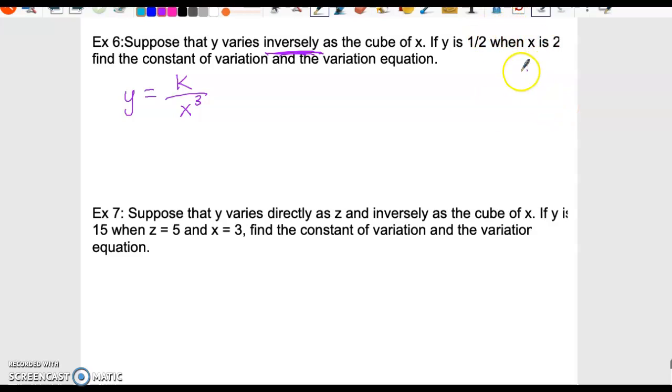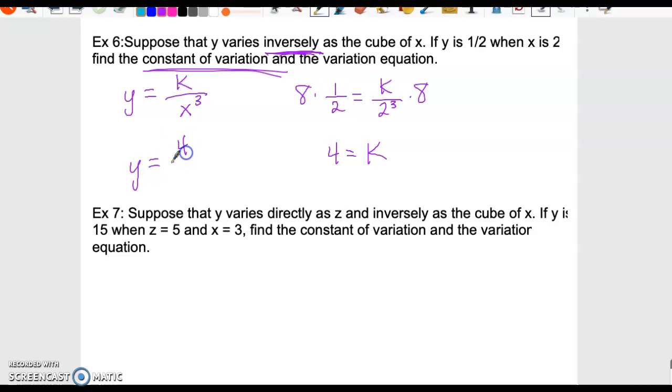Well, now what we have to do is actually solve it. So if y is 1/2 when x is 2, okay, well 2 cubed is 8, so to get rid of 8, we're going to multiply both sides by 8. Well, half of 8 is 4, so the constant of variation is 4, as the direction said, and the equation, if I go back to it, would be y equals 4 over x cubed. That's what I want. And hopefully this is all making sense.